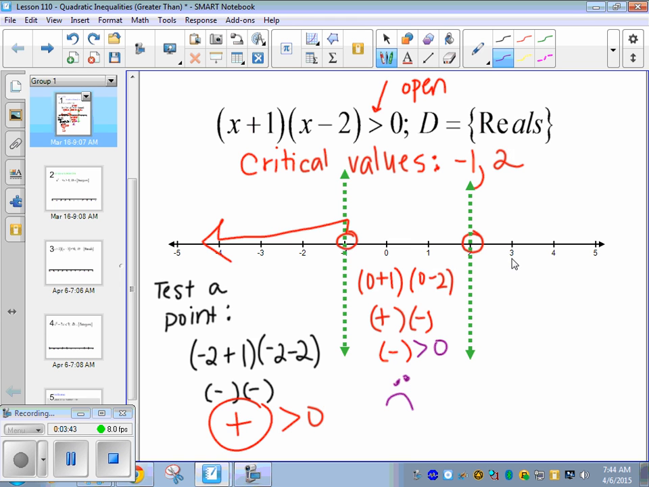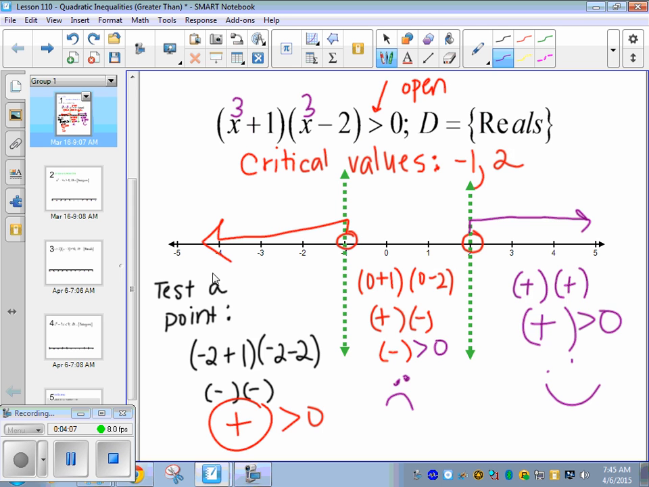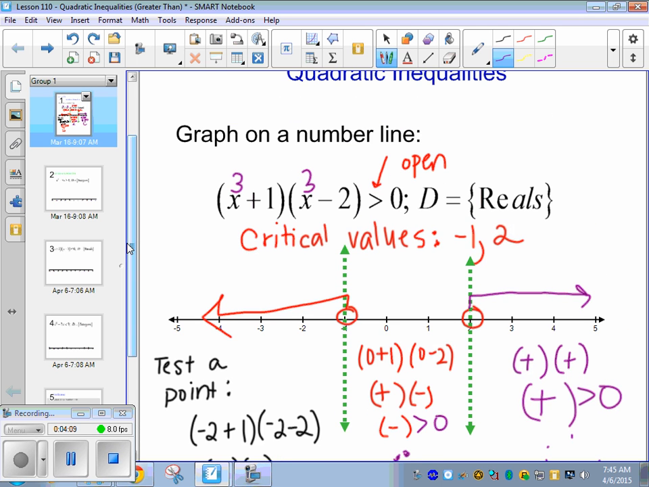How about 3? So I'm going to test 3. Plug it in here. Again, you can do this in your head once you get better at this, right? So I'm going to plug in 3. Do I get a positive or a negative here? Positive. And I'm going to plug in 3. Do I get a positive or a negative there? And a positive times positive is a positive. And yes, that is greater than 0. So we can shade these values. We got an OR graph.